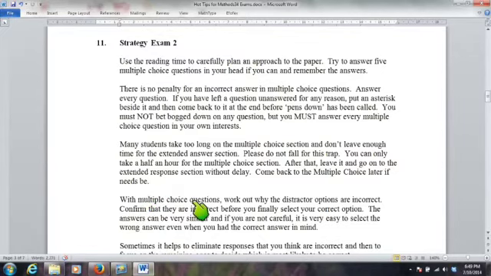With multiple choice questions, work out why the distractor options are incorrect before you leave that question. After you've picked the correct answer, work out why the others are incorrect. Have a good look at them. Confirm that they are incorrect before you finally select the correct option. The answers can be very, very similar, and in that sense they're very tricky. It's like they're camouflaged or something. They're so similar you can go square-eyed trying to figure out which one is the actual right answer if you're not careful. It's very easy to select the wrong one.